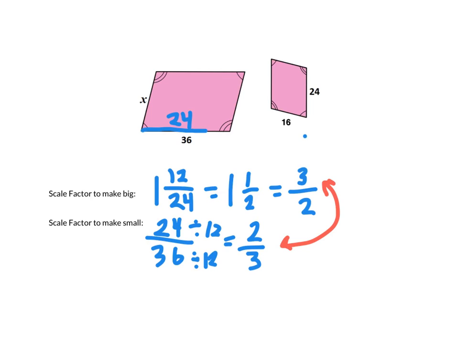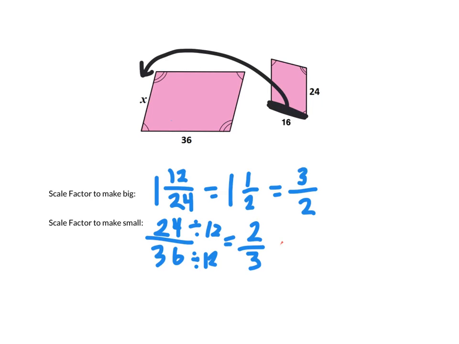Now we're going to look at using the scale factors to find the missing value of x. So I'm noticing that x is on the larger of the parallelograms. And so I need the 16 to scale up to x. The 16 has to get bigger to correspond. So that means I'm going to use a scale factor that makes it big.